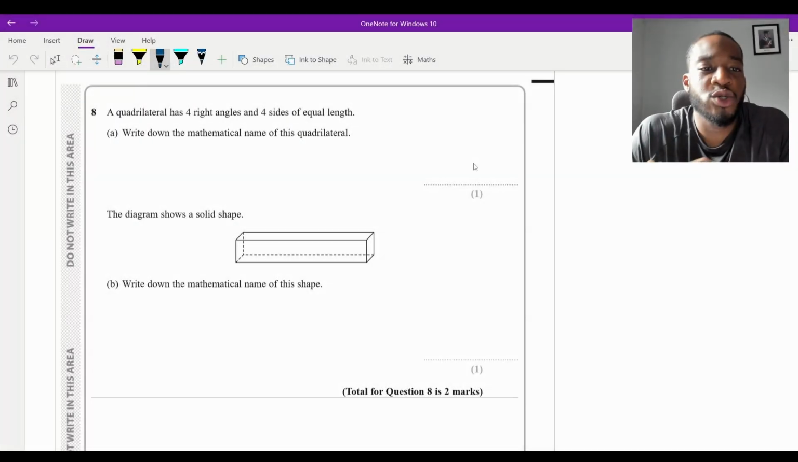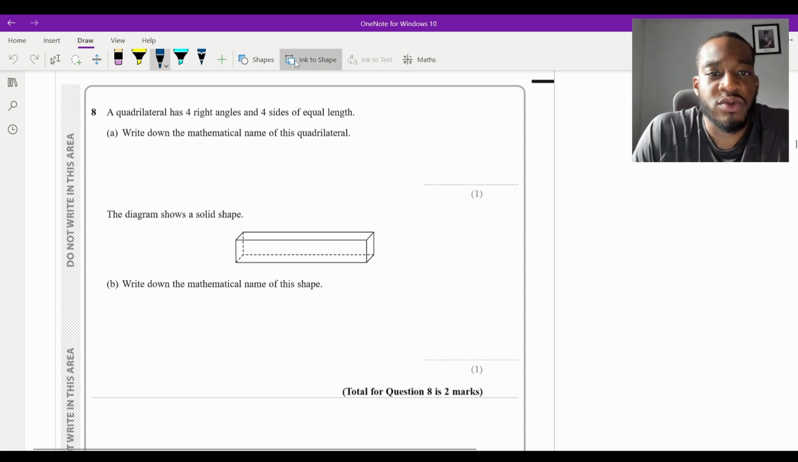Okay, so question 8 says a quadrilateral has 4 right angles and 4 sides of equal length. Write down the mathematical name of this quadrilateral. Well, that is just going to be a square, no? Like that. It's going to be a square.